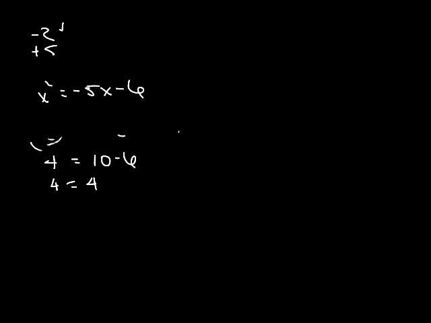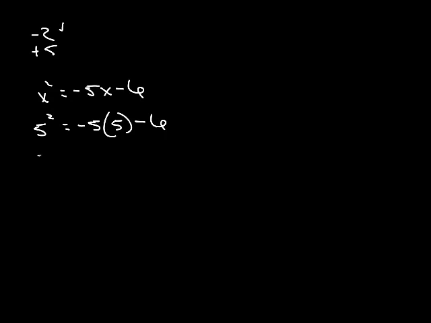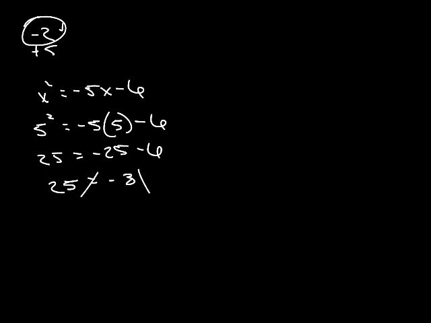Okay, so let's go back and look at positive 5. 5 squared equals negative 5 times 5 minus 6. 25 equals negative 25 minus 6. 25 equals negative 31. That is not a true statement. So therefore, negative 2 is a solution, but positive 5 is not.